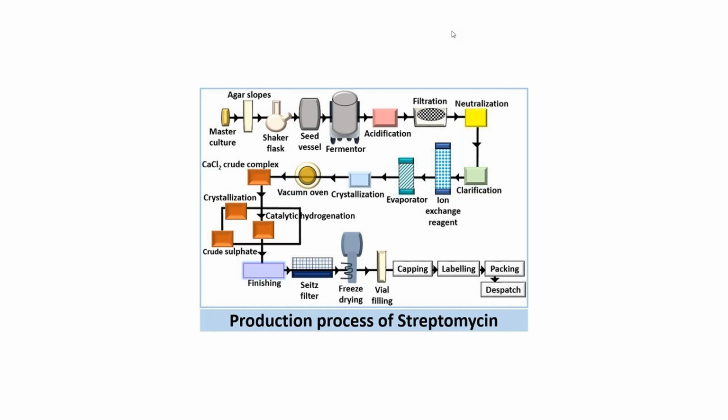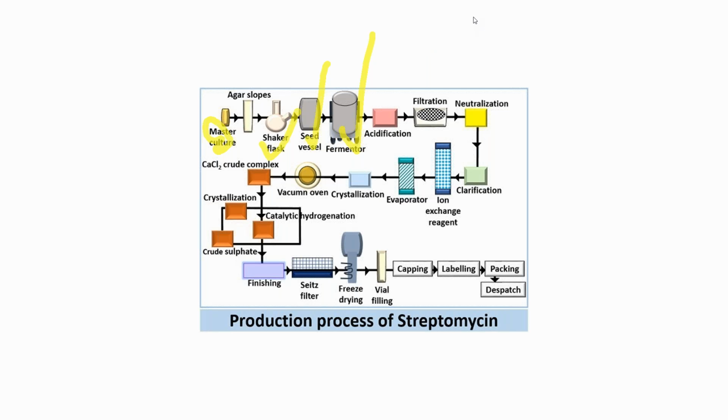You can see here one by one. We started with the master culture. Then we are going for shaker flask. Then we are going for seed vessel. Then we are going for fermenter. Step by step. Then see filtration, neutralization, clarification, vacuum oven. A lot of functions are there. Finally, this is the whole chart on the industrial production of streptomycin.